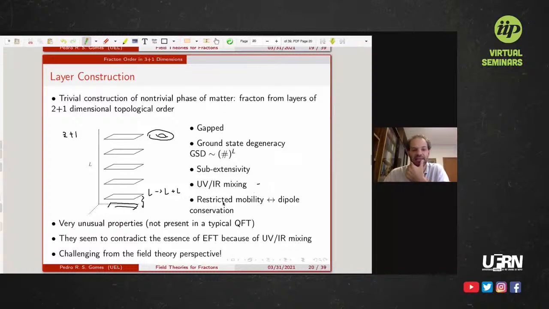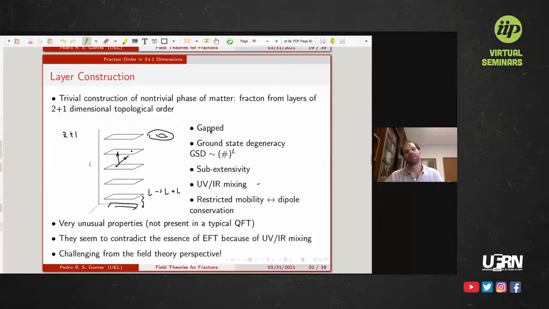And there's another property, which is the restricted mobility, because we are not assuming that the electrons can change the layer. So if you define, for example, the dipole between two charges in this way, the perpendicular component of the dipole is conserved. Okay, so we see that the restricted mobility is related to the conservation of higher order poles.